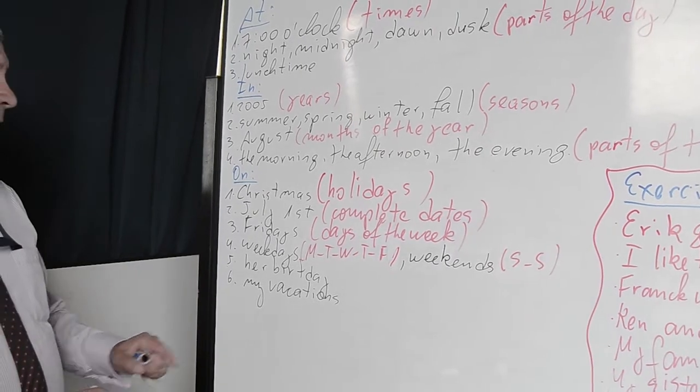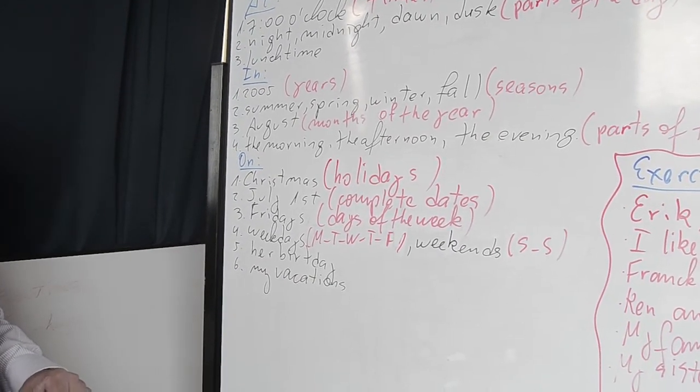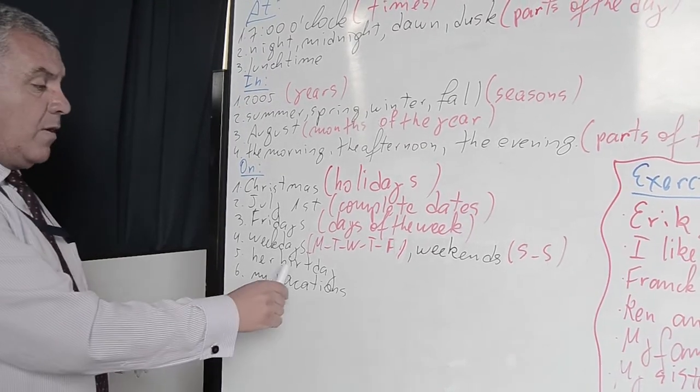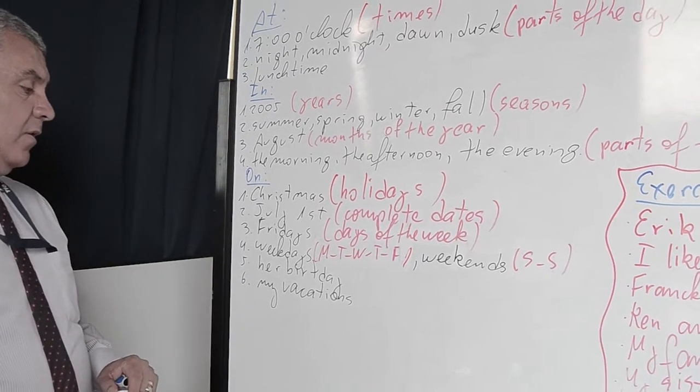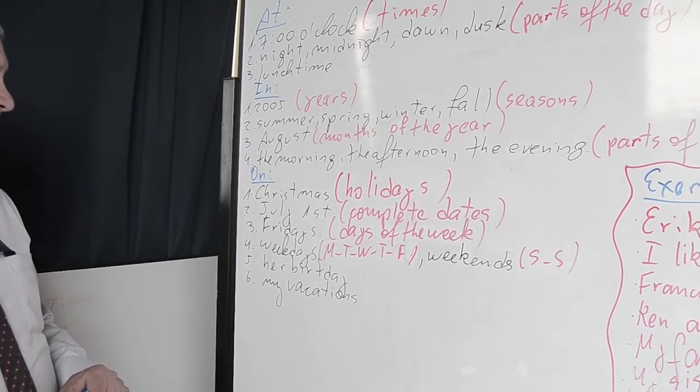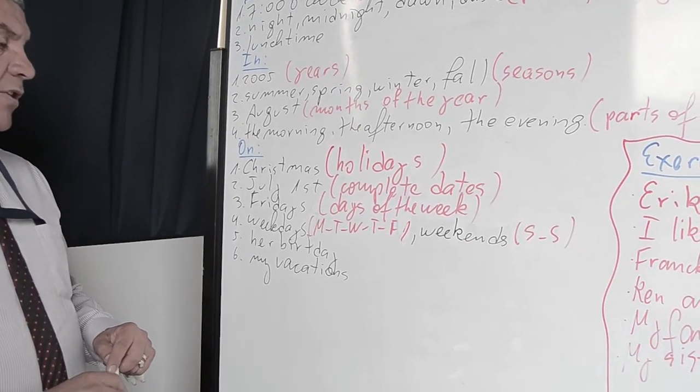Number 5, birthdays. I like to get presents on my birthday. Remember, with birthday you have to use on. And finally, with vacations. For instance, my father never goes to the beach on vacations.